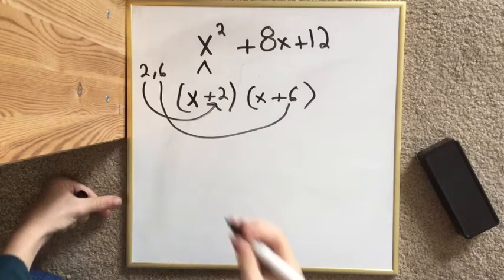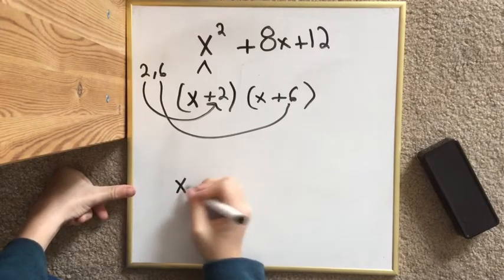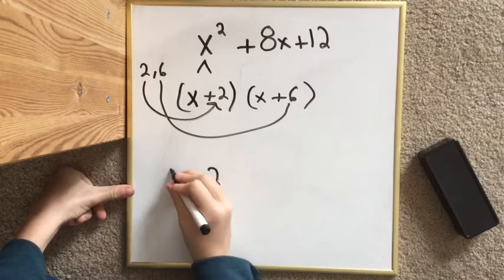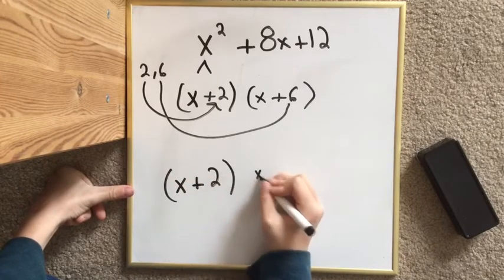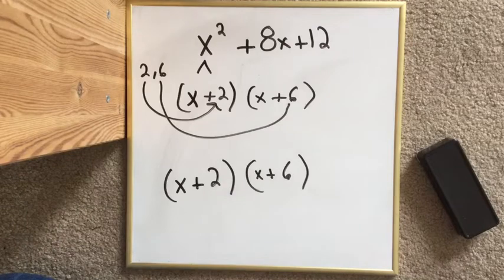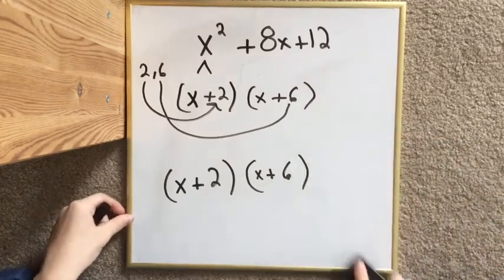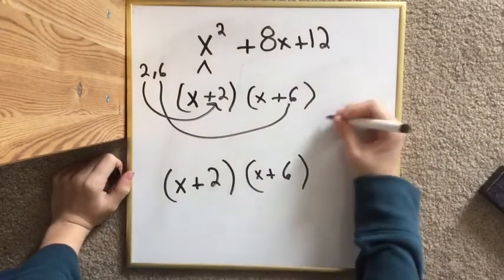Okay, so anyway, now we have x plus 2 times x plus 6 as our answer. So how do we know that this is the same thing as the beginning and that it is factored? Well, let's try and FOIL this, because that's our goal, to get something that will FOIL to the original answer. So how do we know it works?